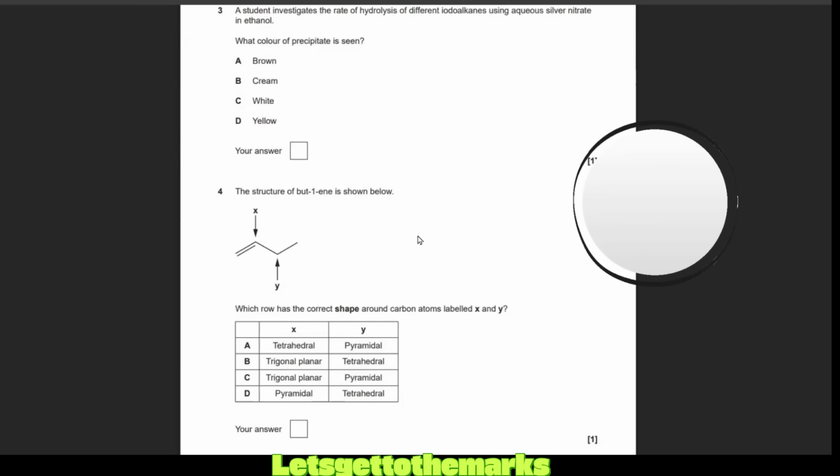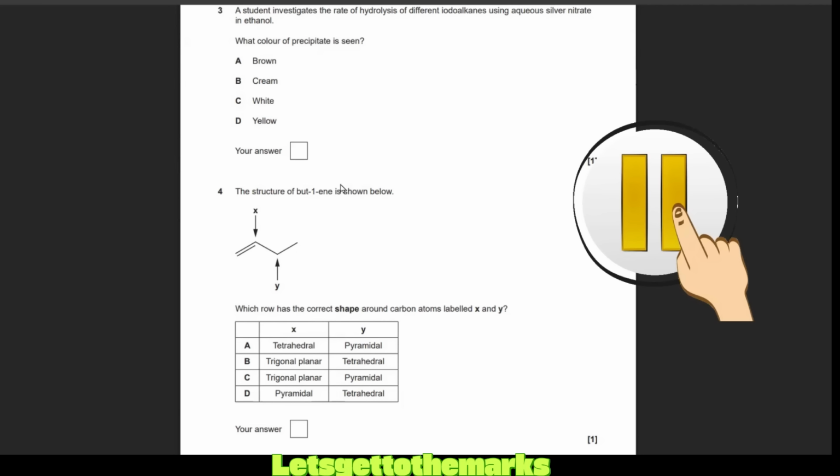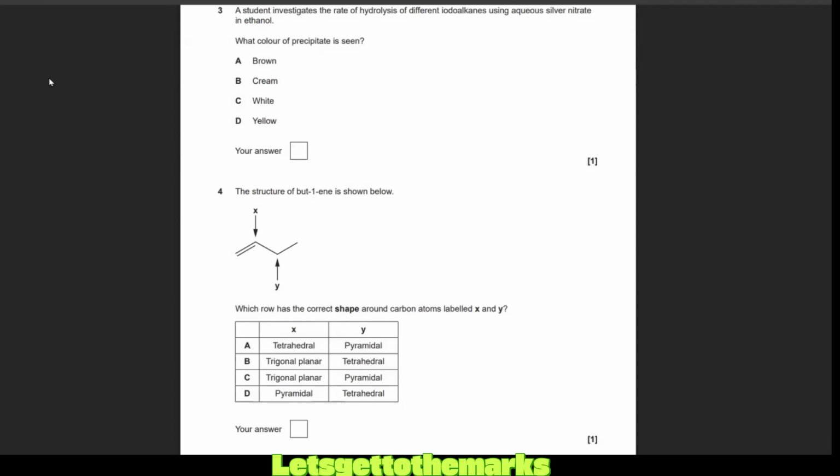All right, why don't you pause the video, have a go at these two questions on some scrap paper with a pen, and then I'll go through the answers with the explanation.